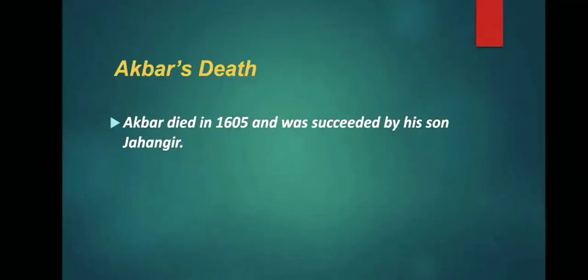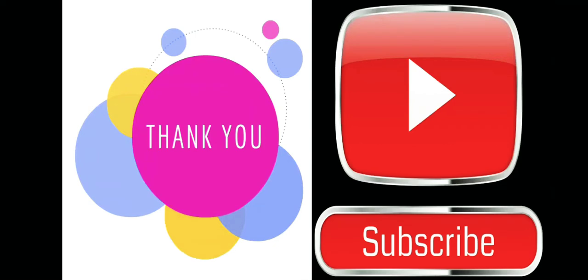Finally, Akbar died in 1605 and was succeeded by his son Jahangir. Many say that Akbar died because of some ailment. Many say he was poisoned by his son. But the mystery is still not solved. So yes guys, this was a brief background of Akbar's rule, his policies, his military campaigns, and his personal life.